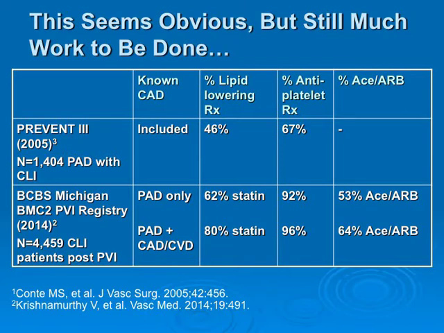These are two cohorts of CLI patients. The top was the PREVENT trial from 2005. And you can see in this study, at baseline, very low rates of lipid therapy and antiplatelet therapy. This is more recent data from the Blue Cross Blue Shield PVI registry, just published last year. And you can see in their PAD-only patients, only 62% on a statin. They do better with antiplatelet therapy, and only half on ACE inhibitor or ARB. Patients who have CAD as well as PAD, slightly better, but still lots of work to be done.